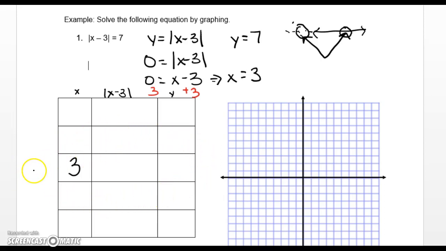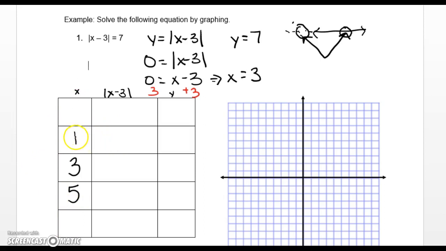So maybe just to start, I want to make sure I get up to 7. So I might start by going down 2 to positive 1, and I might go up 2 to positive 5. And those are just values that I chose, just because I know I need to get up to 7, so I might need to choose a little bit bigger values. So now what I'm going to do is plug these values in and see what my y values will be, and that will help guide me for my other two rows here.